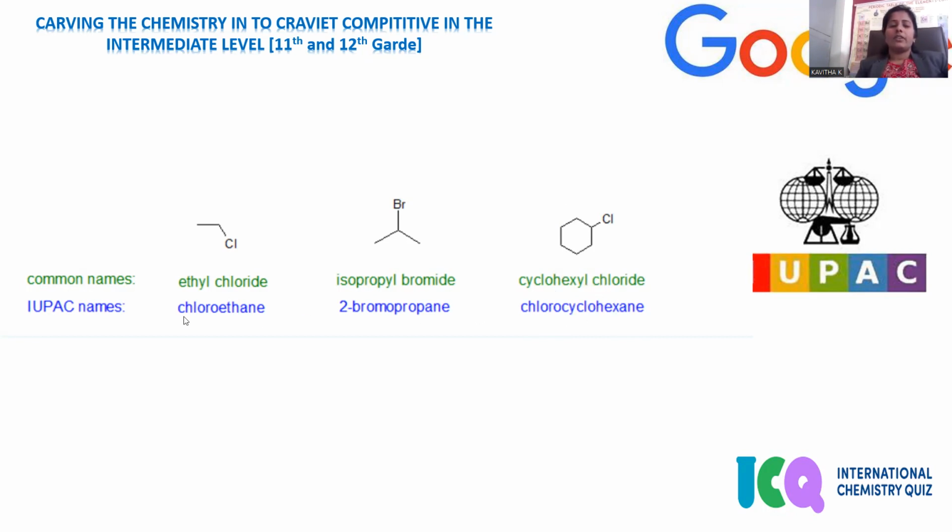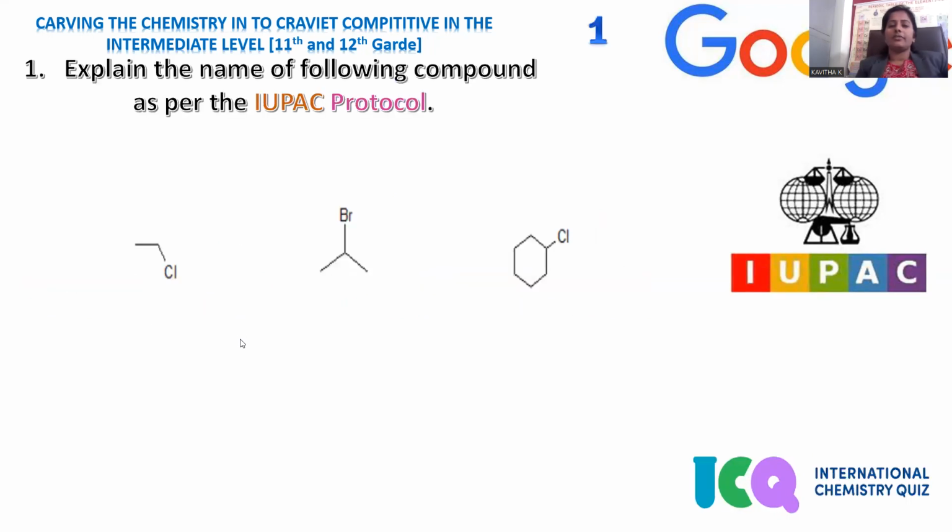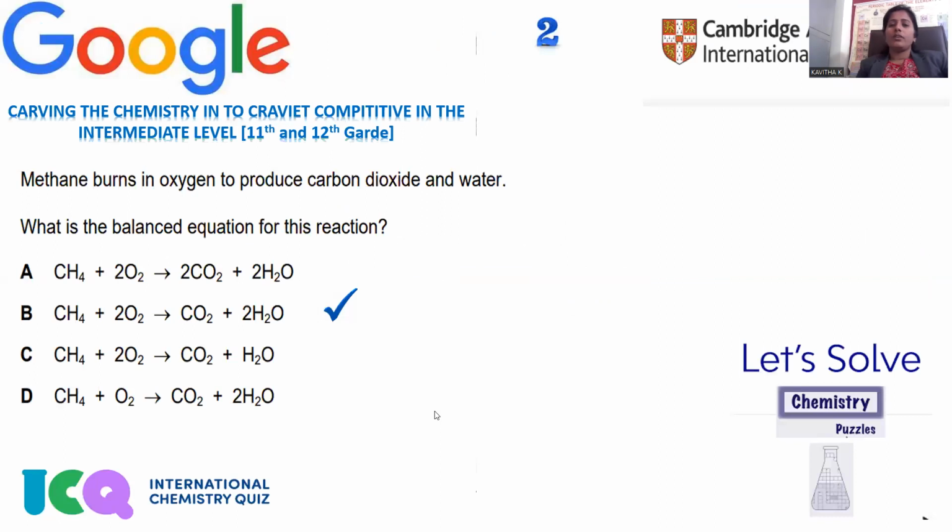If you observe all these compounds, whatever functional group is there is taken as a prefix, and whatever chain length is there, that alkyl chain is taken as the root, right? Chloroethane, 2-bromopropane, chlorocyclohexane. This is the way we can answer the IUPAC nomenclature of the given compounds. For question number 1, chloroethane, 2-bromopropane, and chlorocyclohexane are the IUPAC names. Moving on to question number 2.